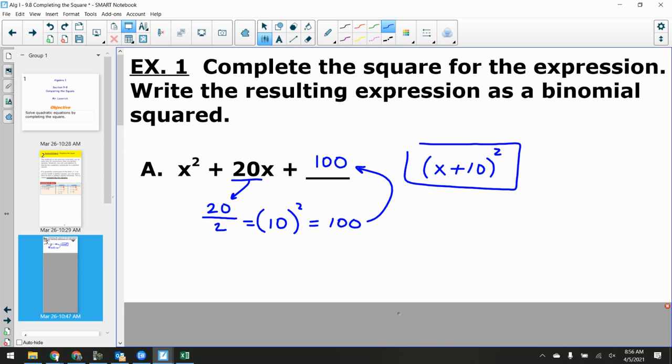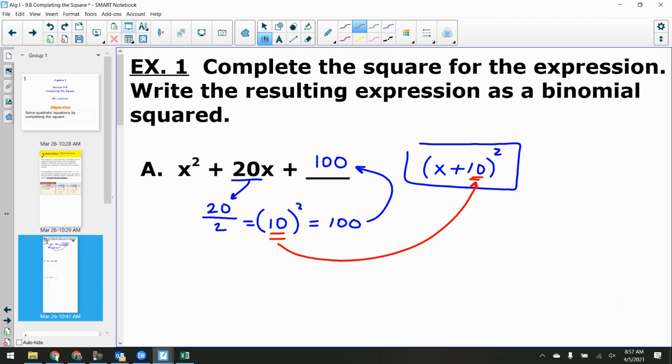x plus 10 squared. Hey guys, where did 10 show up before? Wasn't it that b over 2? That will always happen. The number that's right there will always be the number that's right there. Those will always match. It will always factor into x plus or minus, depending whether it's positive or negative, b over 2.